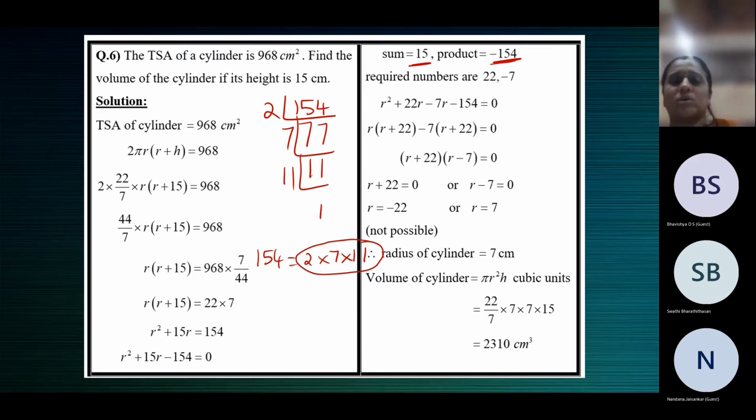You can fix a plus sign or a minus sign freely. But you should make use of all these numbers, 2, 7, and 11.